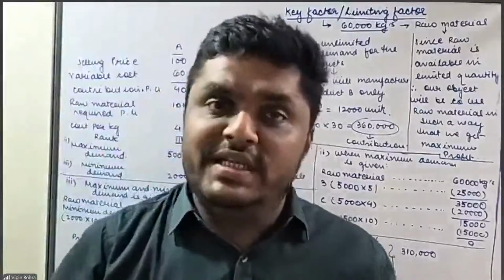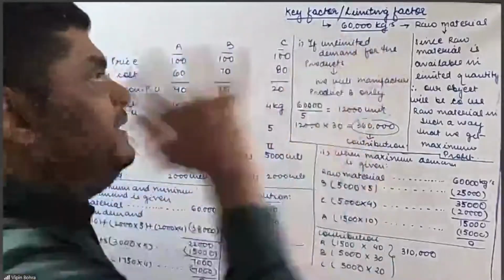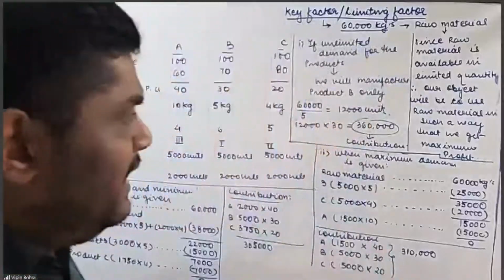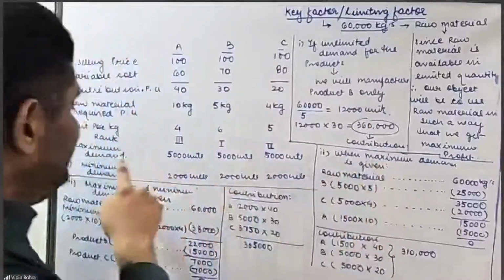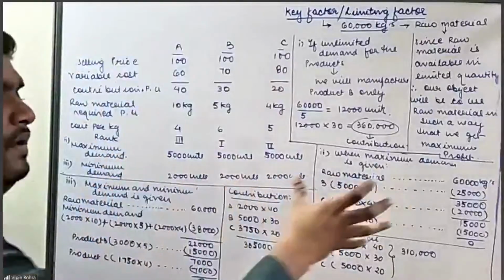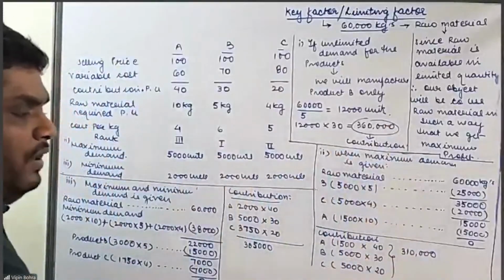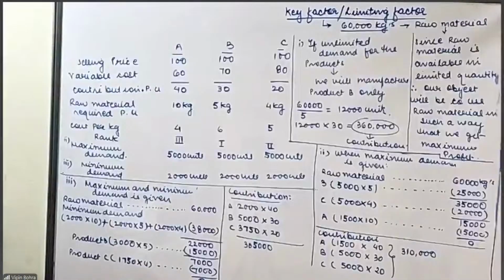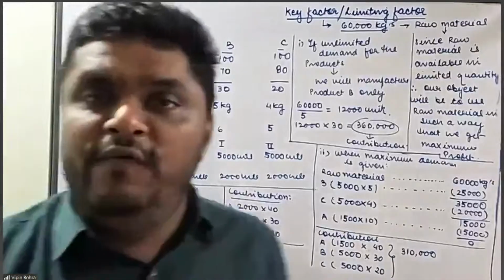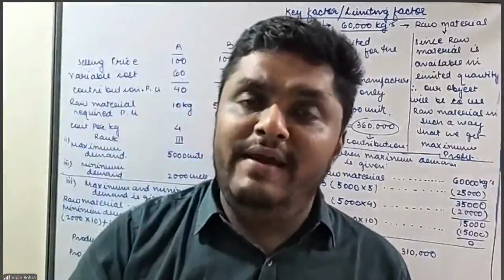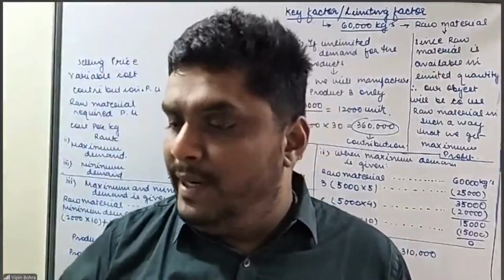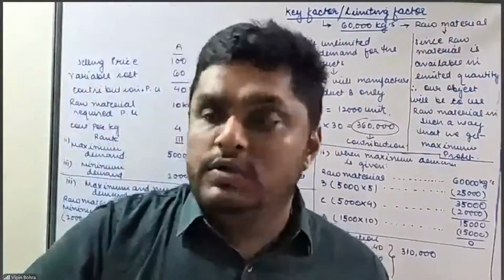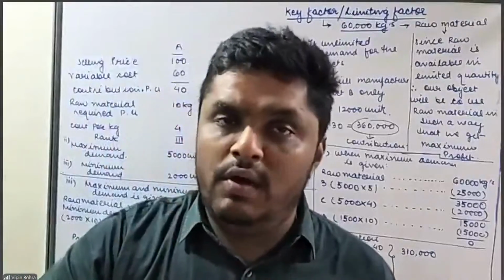So I have taken three situations. When there is unlimited demand for all the products, we will manufacture product B. Second, when the maximum demand is given, we will manufacture A, B, and C accordingly. And if both maximum and minimum demand are given, we will first fulfill the minimum demand and then fulfill the balance requirement depending upon the priority order. Very good, Sunil. So this is all about the concept of key factor.